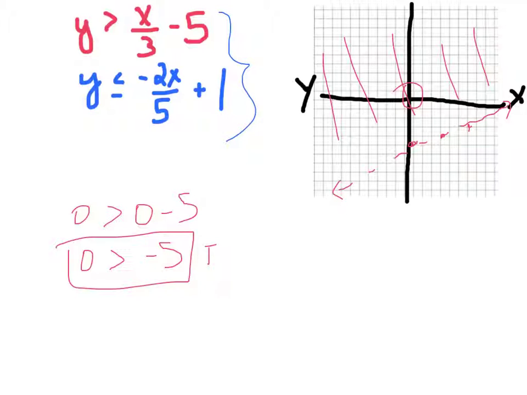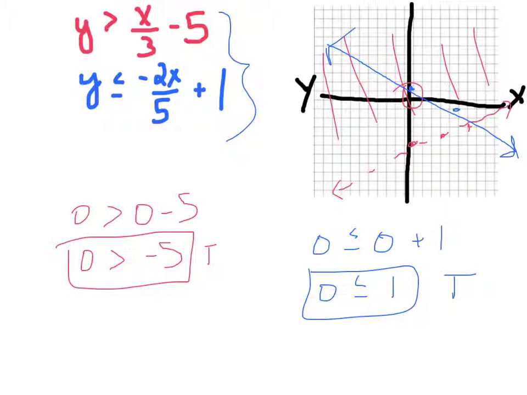Now let's check the second one. So I'm going to plot my first point at +1. And then I'm going to go down 2 and to the right 5. And I'm going to connect that with a solid line, not the most straight solid line. That's because it's an or equal to problem. I'm going to again check the point 0, 0 because it's not on the line. So 0 is less than or equal to 0 plus 1. 0 is less than or equal to 1. That again is true. So I'm going to find 0, 0. It's below the blue line, so I'm going to shade below the blue line.